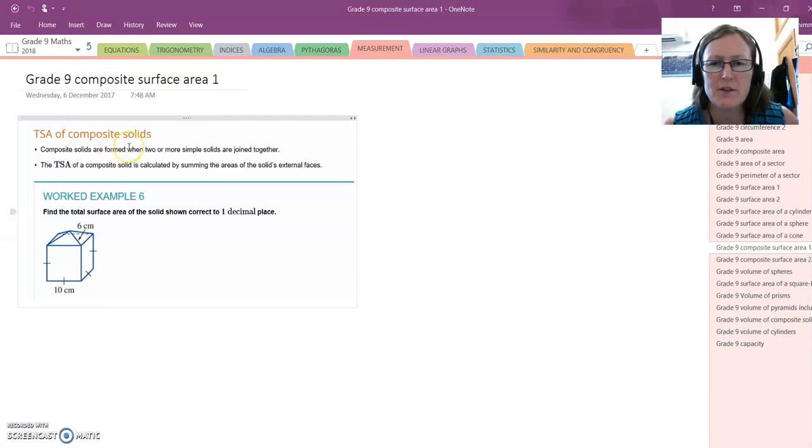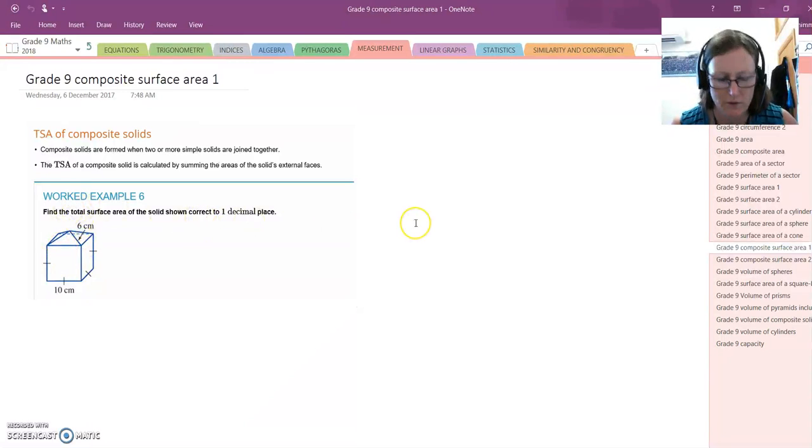Okay, let's look at finding the surface area of a composite shape. Composite solids, such as this one below down here, are solids formed when two or more simple solids are joined together. So you can see on the bottom here we have a cube, on the top we have a square base pyramid. And if we find the area of each of the surfaces and add them up, that gives us the total surface area.